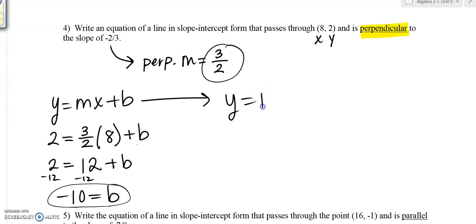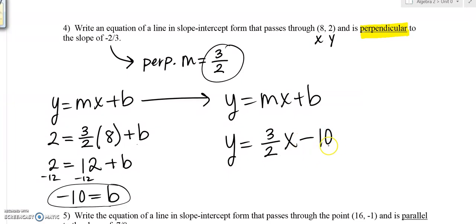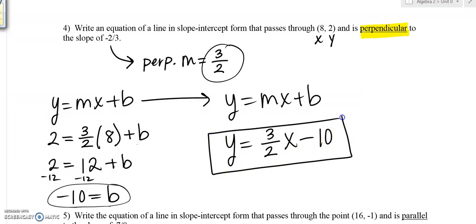So I want my final answer to be in slope-intercept form. That's y = mx + b. So I'm going to have y is equal to 3/2, because that's my perpendicular slope, times x minus 10, because we just figured out that's what b equals. Just remember the reason why I'm using 3/2 here is because we're looking for a perpendicular slope. So make note of that. And we solved for that -10.